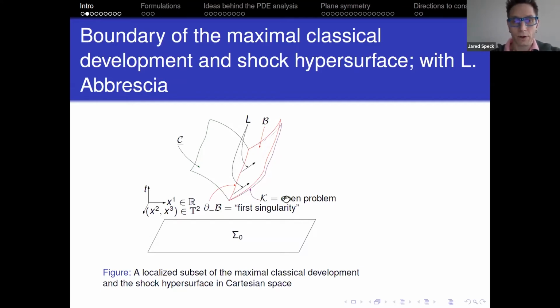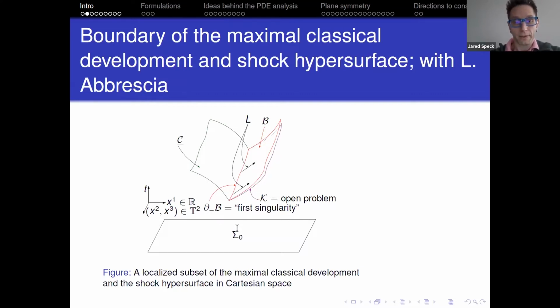Okay, so ignore for now this hypersurface called K. That will enter into the story later, but not in my work. This hypersurface enters into the story if you want to study weak solutions, which is something other people, including Christodoulou, have done. Okay, so ignore K.